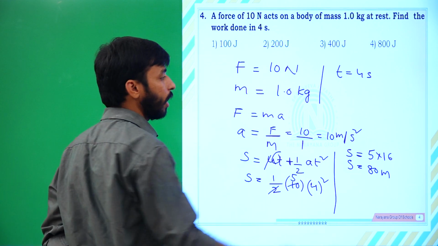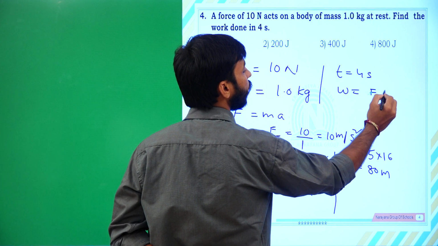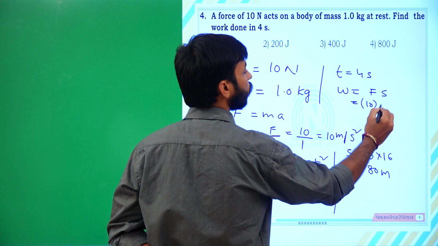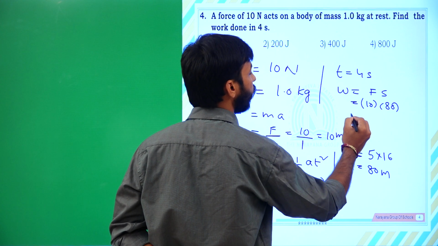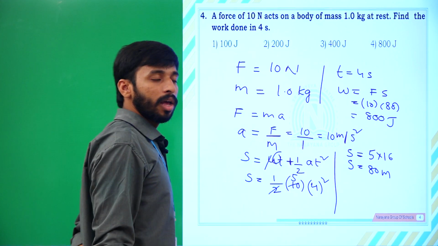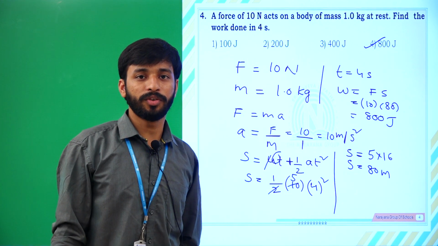So what is the work done? Work done W is equal to F into S. So here 10 into 80, that is equal to 800 joules. This is the fourth option. Okay, thank you very much.